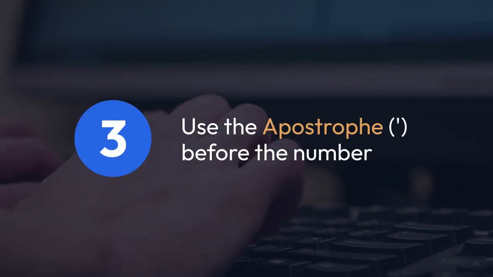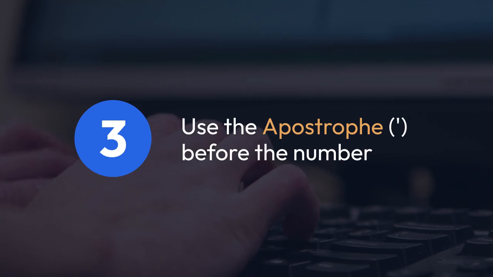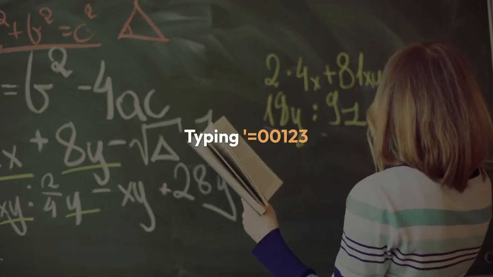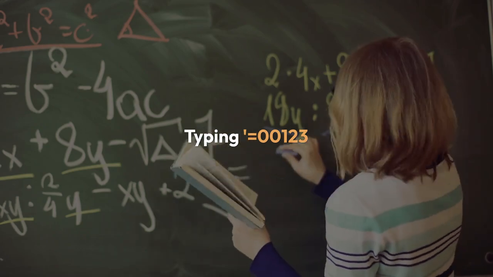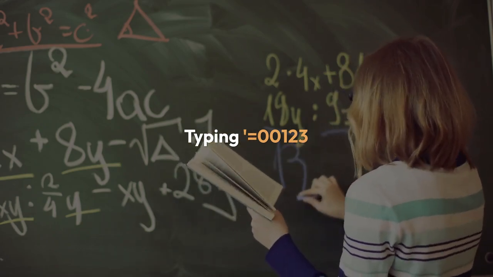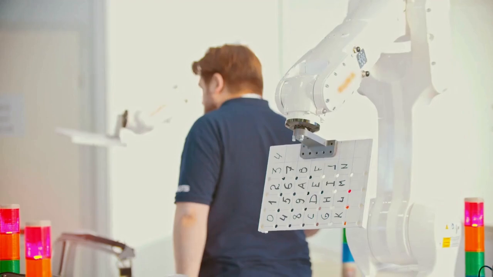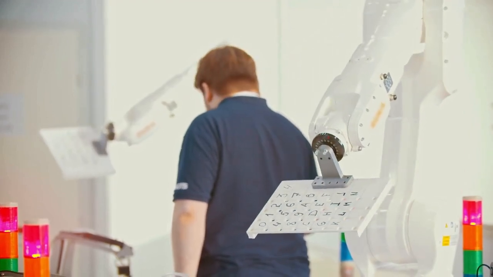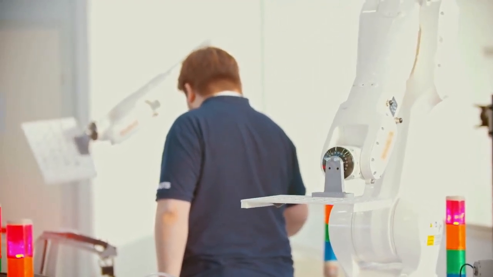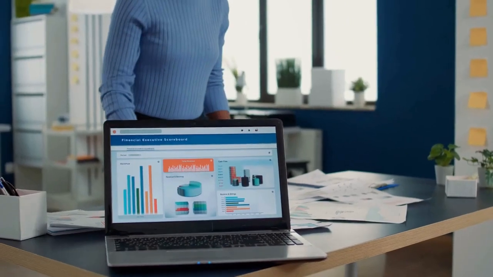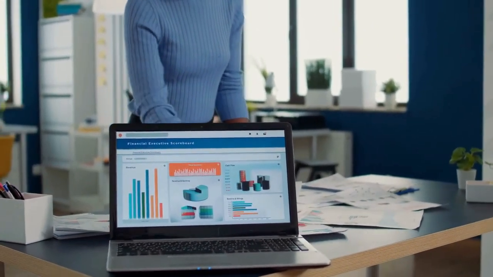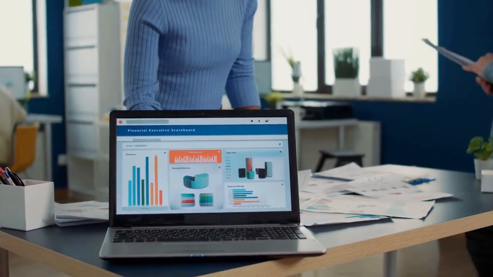3. Another way, especially useful if you're importing data, is to use the apostrophe before the number. For example, typing '00123 will result in the display of 00123, retaining the leading zeros. Importantly, remember that even though it appears as a number, it's now technically text. This means you won't be able to perform calculations directly on these values if you use the apostrophe method.